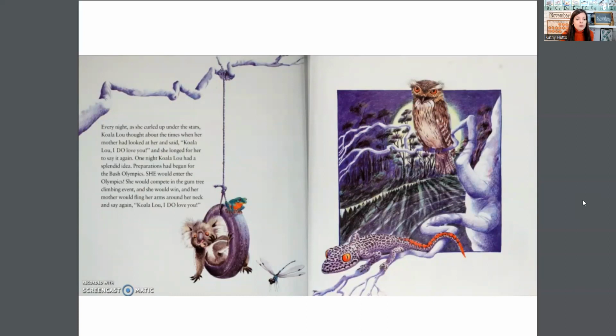Preparations had begun for the Bush Olympics. She would enter the Olympics. She would compete in the gum tree climbing event, and she would win. And her mother would fling her arms around her neck and say again, "Koala Lou, I do love you."